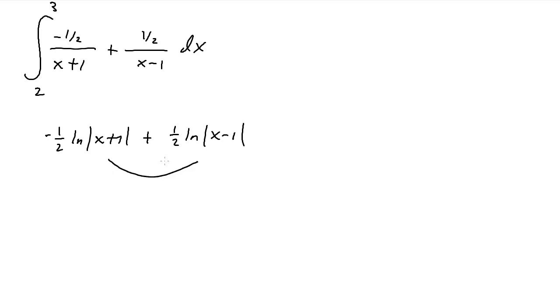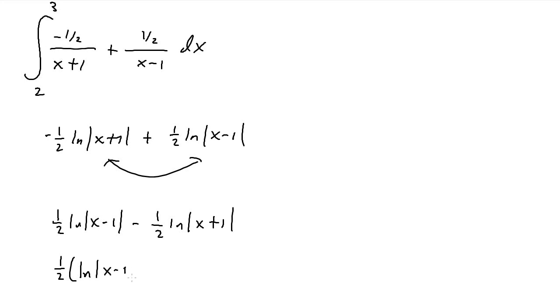So now I'm going to go ahead and switch the order of the terms. So we have 1/2 natural log, I'll put first x minus 1, and then minus 1/2 natural log absolute value of x plus 1. So I'll rewrite it as 1/2 times natural log absolute value of x minus 1, and minus natural log absolute value of x plus 1.